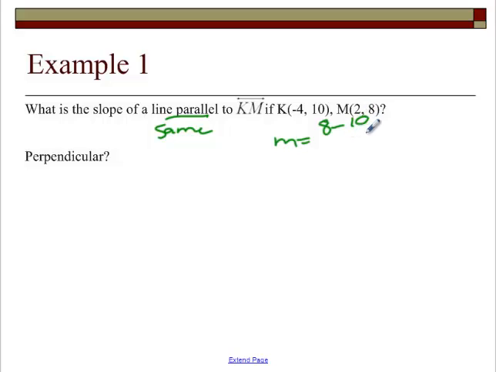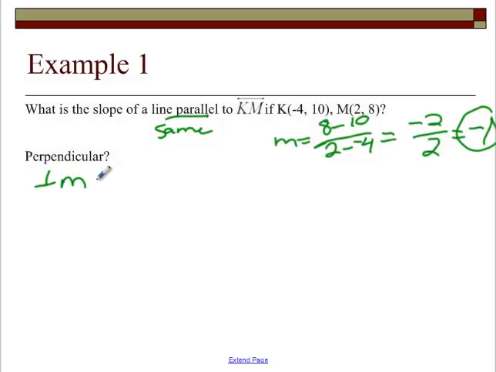8 minus 10 over x2 minus x1. 8 minus 10 is negative 2. 2 minus a negative 4 is positive 2. Simplify that to negative 1. Here's the parallel slope. Perpendicular slope, we flip the fraction. Negative 1 over 1, we flip it and switch the sign. So the perpendicular slope is positive 1.